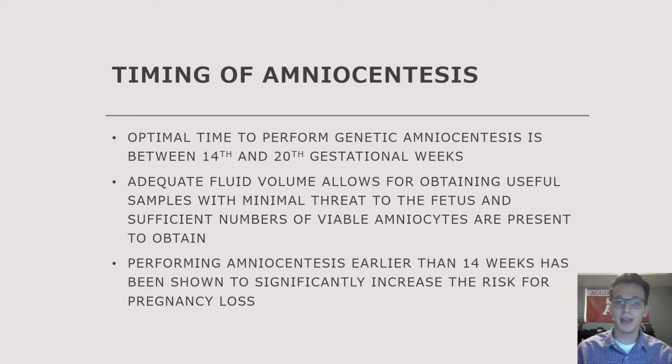So, timing of amniocentesis. When do you want to perform the amniocentesis procedure? The optimal time to perform it is between the 14th and 20th gestational weeks. Adequate fluid volume will allow for obtaining useful samples with minimal threat to the fetus, and sufficient numbers of viable amniocytes are present to obtain. Performing amniocentesis earlier than 14 weeks has been shown to significantly increase the risk for pregnancy loss. So the baby is more at risk; the mom can lose the baby if you do it before 14 weeks.